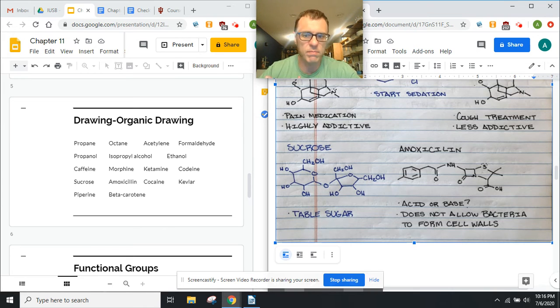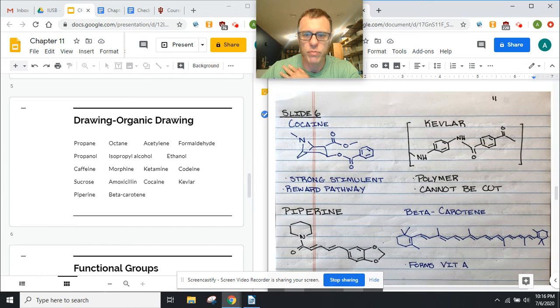This is amoxicillin. It doesn't allow bacteria to form cell walls. Looks like this. Is this acidic or basic? It's actually a little acidic because we got this OH group on the end, but that's not why it does what it does. So you can see amoxicillin's pretty big compound here.